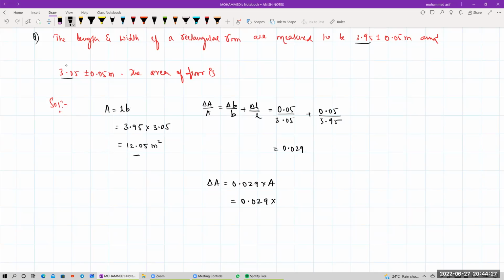Already we got here how much? 12.05. So this will be equal to how much? 12.05. That means I can write this approximately.